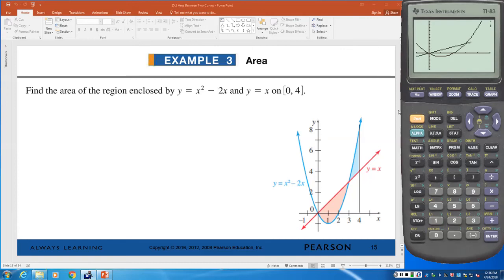But there again, what you do is you use zoom 0 to get it on the window so that you can get an idea of where your enclosed area is. So the area that I'm looking for is this area right in here, plus, from here to 4, this little triangle-shaped area. And I have to get those two areas separately. I can't do it all at one time.